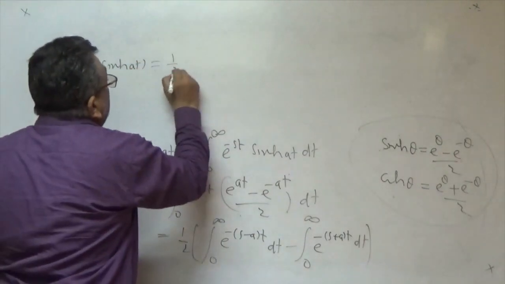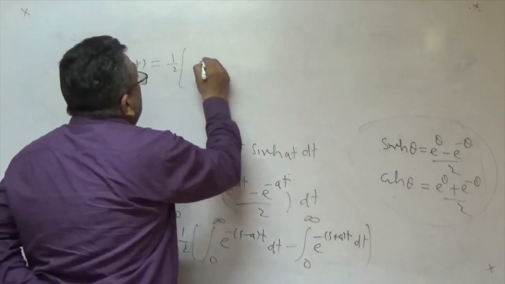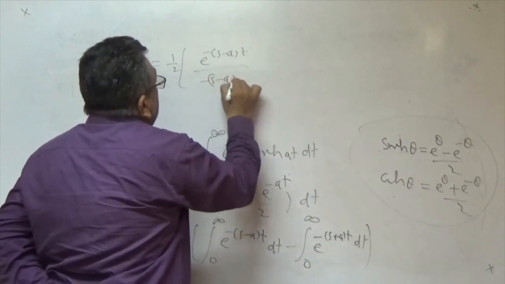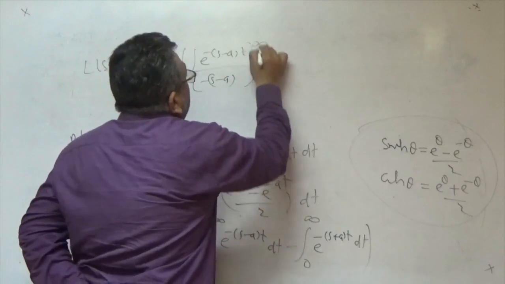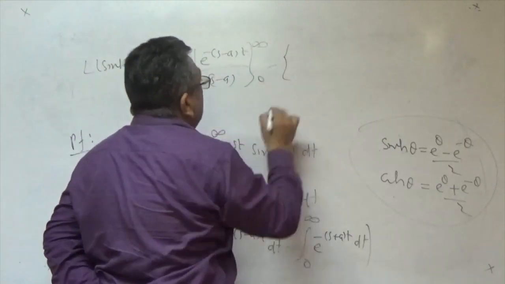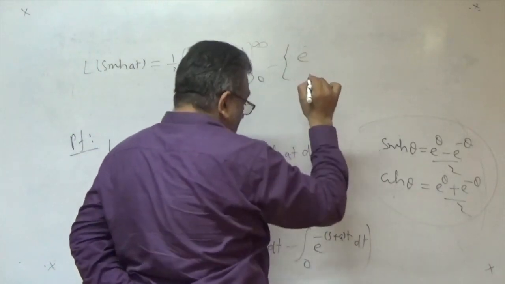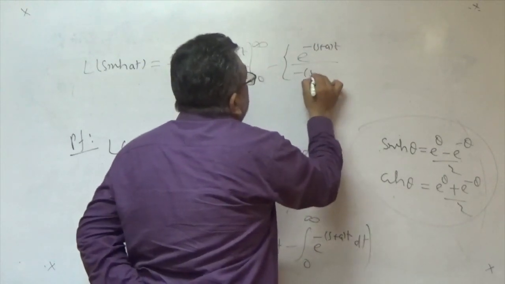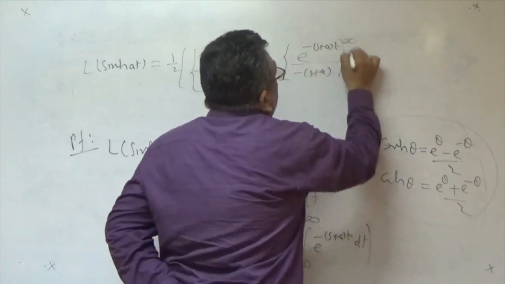On the right hand side, 1 by 2, the first integral is e to the power minus (s minus a) t upon minus (s minus a), with limits infinity to 0. Second integral e to the power minus (s plus a) t upon minus times (s plus a), with limits infinity to 0.